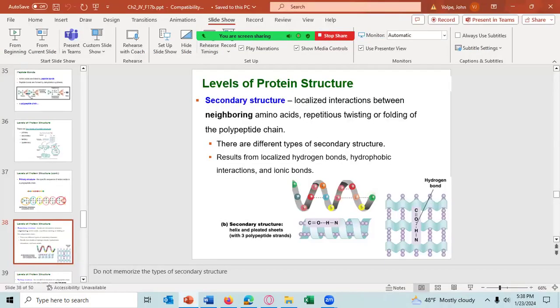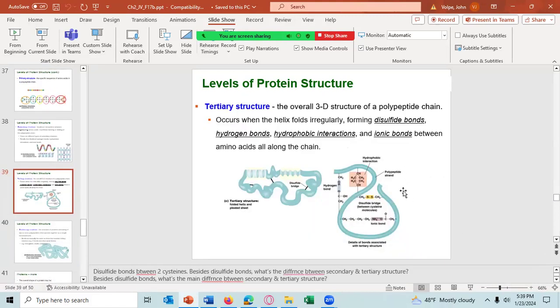All right. The tertiary structure is interaction between amino acids, but they do not need to be neighbors. The tertiary structure can have amino acids interacting with each other all over the protein. For example, right here, we have attraction between this amino acid and this amino acid. This amino acid is at the end of the protein, and this one is near the beginning of the protein.